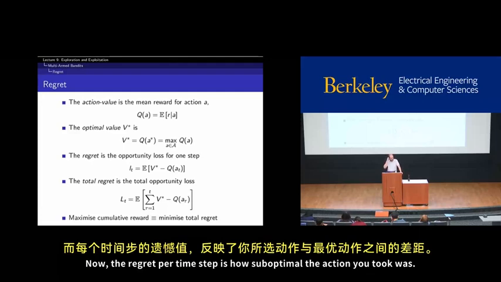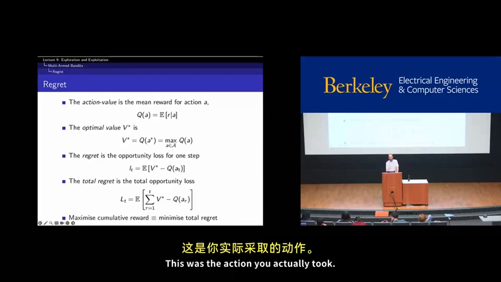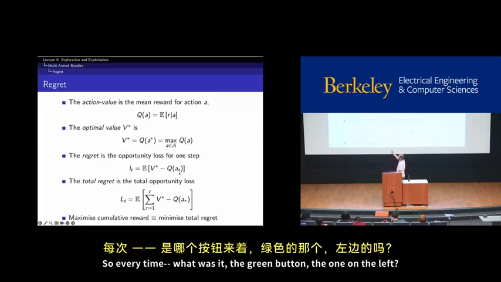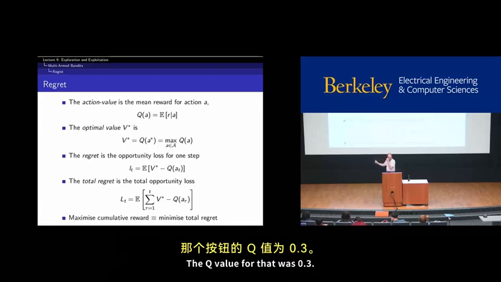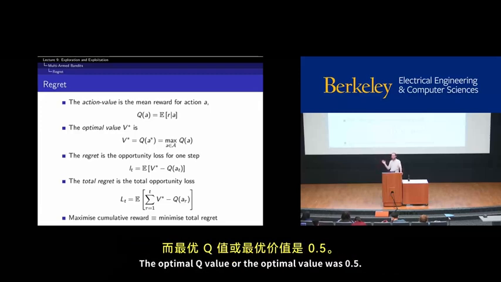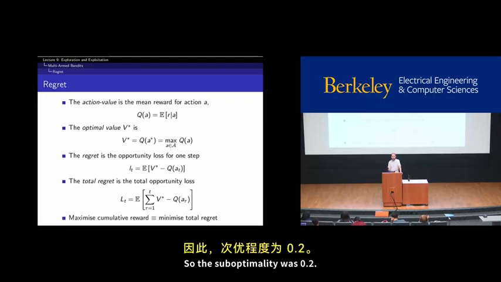Now, the regret per time step is how suboptimal the action you took was. So this was the optimal action, this was the action you actually took. Every time the green button, the one on the left, the Q value for that was 0.3, the optimal Q value was 0.5, so the suboptimality was 0.2.